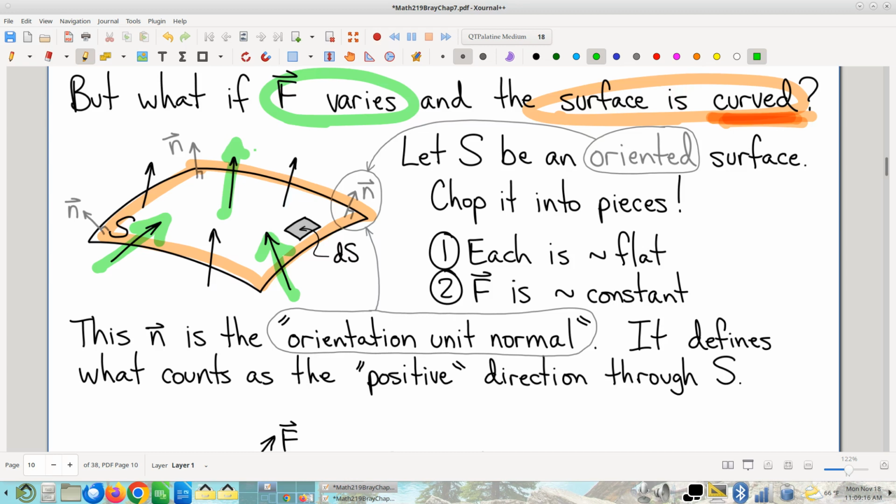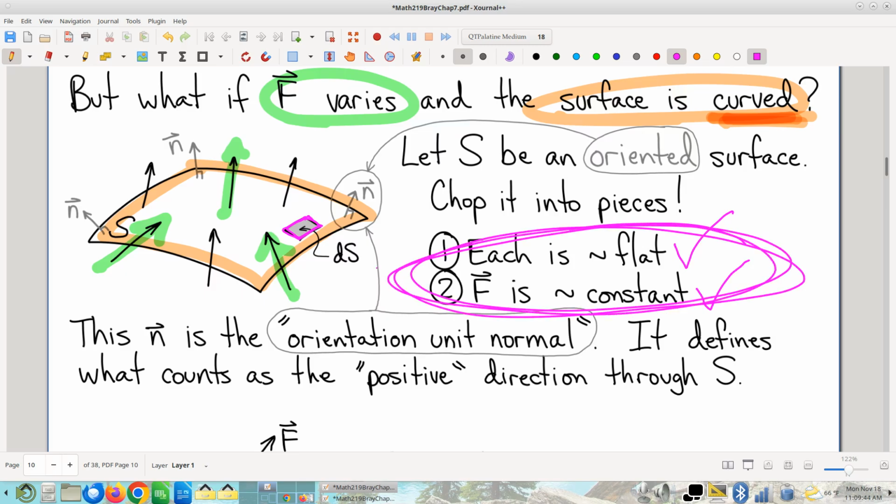So the big idea, and you can probably see this coming, is we chop it up into little pieces. That's what we do in this class, pretty much. We take big problems, we chop them up into little problems, and on the little pieces, that little piece is approximately flat. Over that little piece, because it is little, the vector field is approximately constant. And so on each little piece, we're going to be able to do a calculation based on the formula we already have, and then we're just going to add up over the entire surface. And we'll pick up there next time.